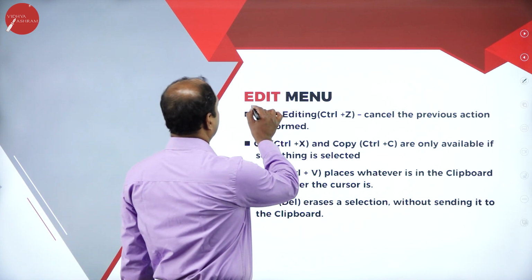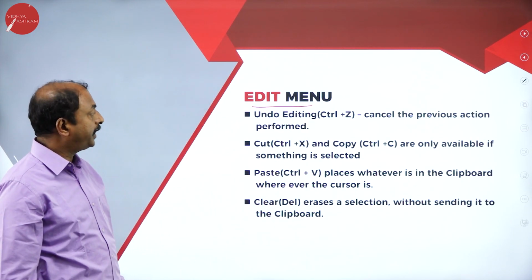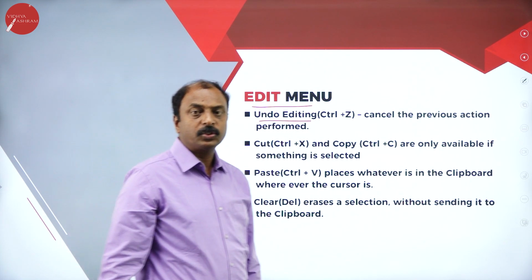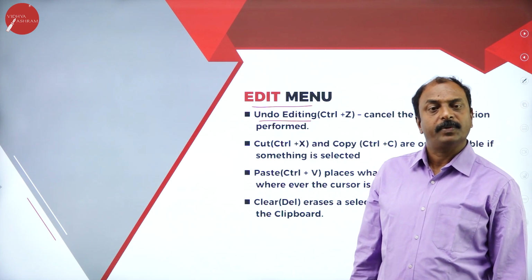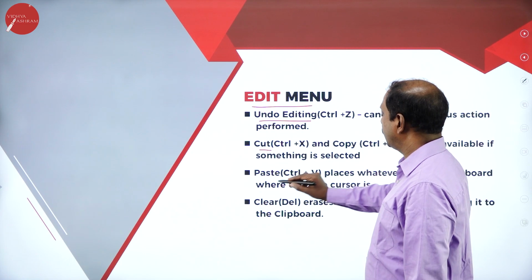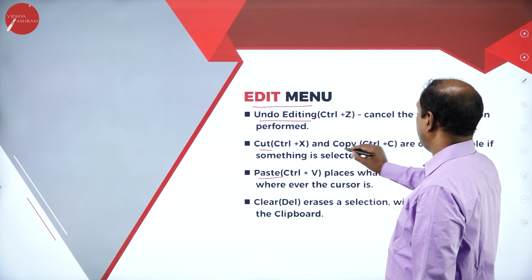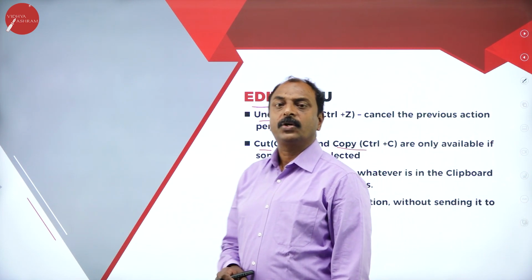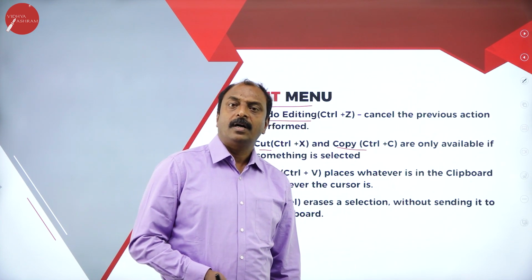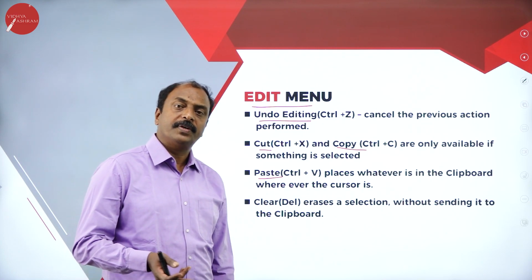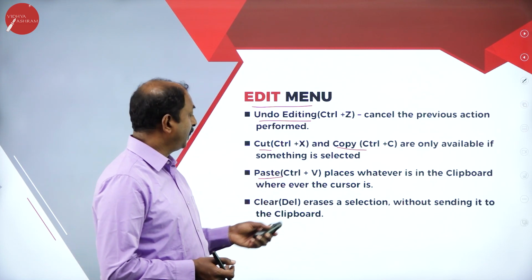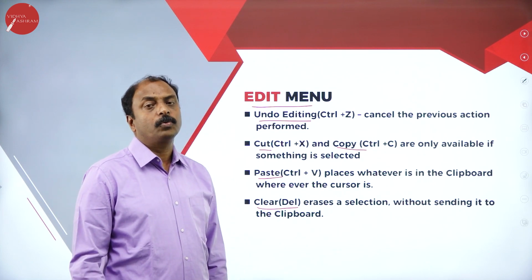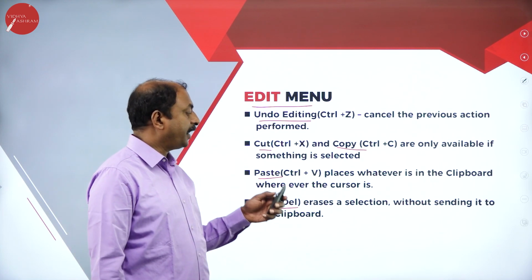Next one is the edit menu. So what is the edit menu? In the edit menu we can see Undo. What is the Undo option? Undo is going to cancel the previous action performed. Next are Cut, Copy and Paste. The data present inside a cell, a group of cells, or a range of cells can be copied or cut, and we can paste it in a different cell. That is cut, copy, paste. And Clear means it is used to delete the content of a cell or a group of cells. So these are all the options under the edit menu.